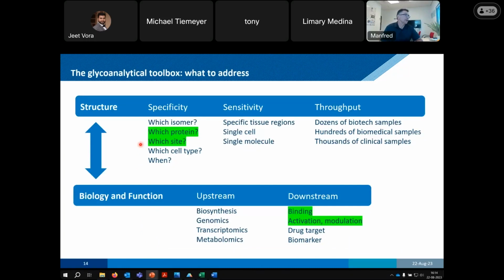Now the next part is really more on another level of specificity, and that is which protein are we looking at and which site are we looking at. Glycans do very different jobs depending on where they are located. And I will actually look into antibodies and not only look at their structure, but also show data on binding, which explain immune activation.